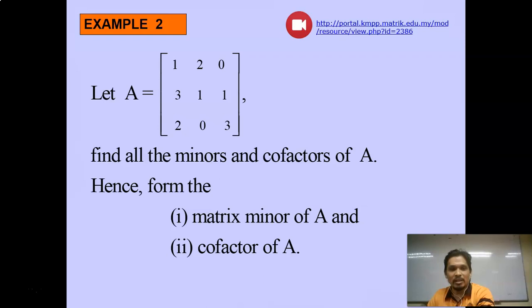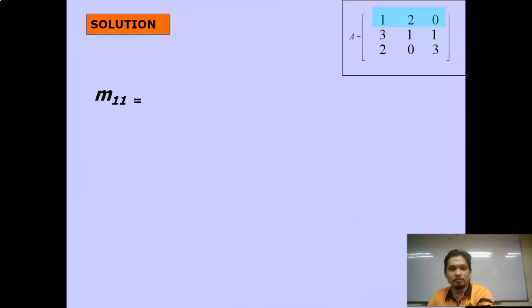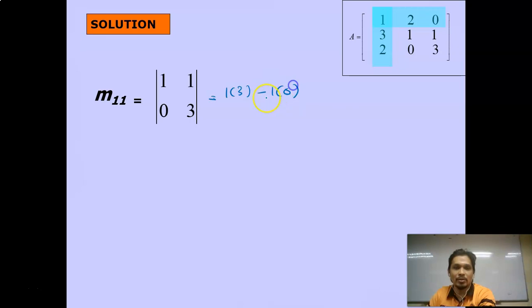Find all the minors and cofactors of A, and hence form the matrix of minors of A and the matrix of cofactors of A. So now, M11: we delete the first row and the first column. So 1, 1, 0, 3. Then 1 times 3 minus 1 times 0 equal to 3 minus 0 equal to 3.